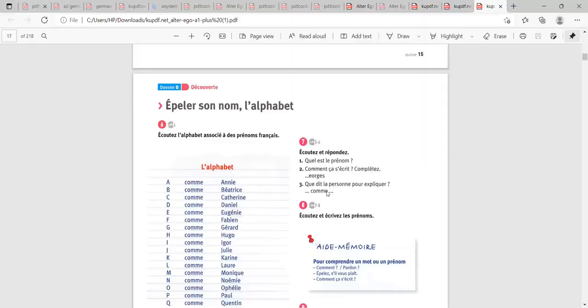Yes, sir. I'm saying over here, que dit la personne pour expliquer? What does the person say? What tell the person? Pour is my preposition, which is for. Expliquer. Repeat after me. Expliquer is the verb to explain. Is it clear to you? Yes, sir. Comme, basically, we use like. Like is not like love. No, like as, comme, jaise ki. Is it clear to you, my team? Yes, sir. Now repeat after me.